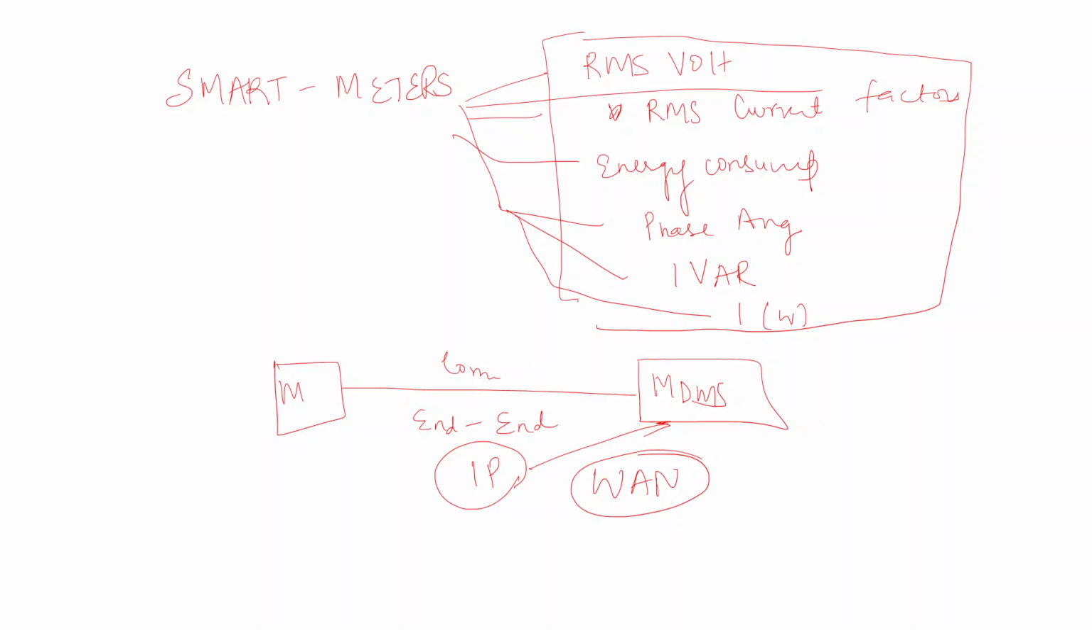Now what happens here is this: in order to make the system automation based. Automation based means a distributed system has to automate itself. Sometimes any error occurs, any fault occurs, there must be reclosers over there.